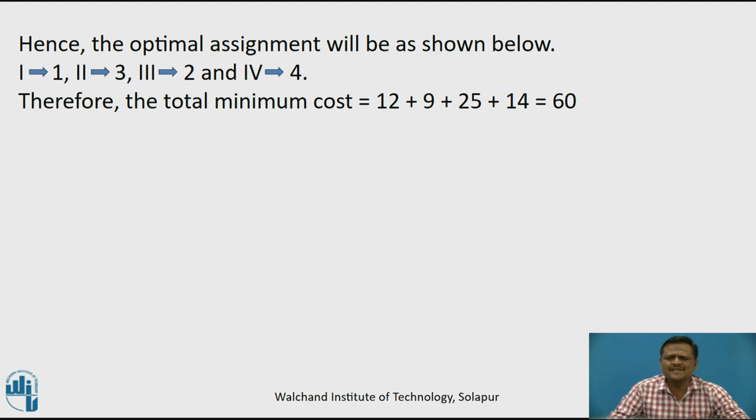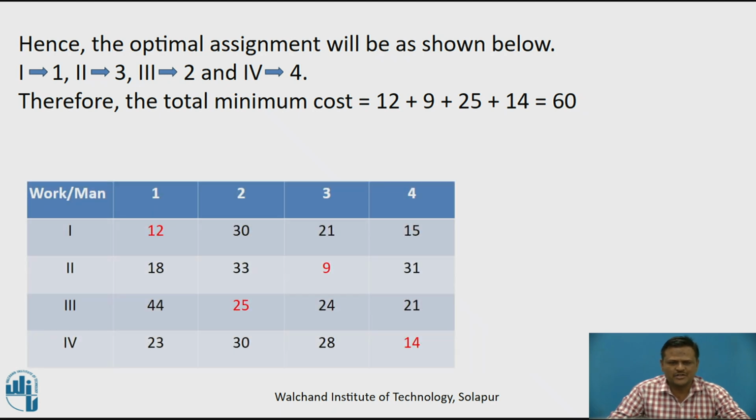Now you might be thinking about where we have taken these particular costs from. These particular costs are taken from the optimal assignment we have just made. So to explain the total minimum cost, we have this particular matrix. You can see in this matrix, as per the zero assignment, the costs are considered. As the first work is assigned to the first man and the corresponding cost is 12, so 12 is taken here.